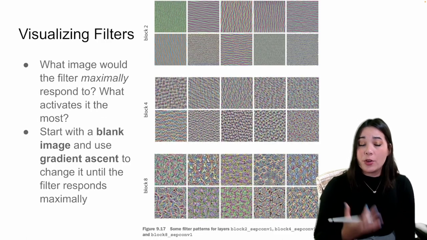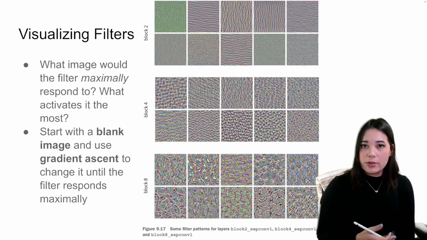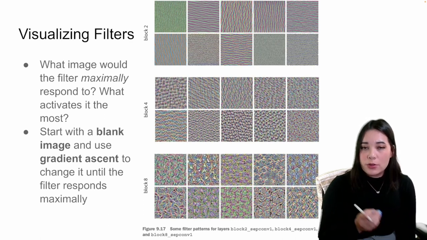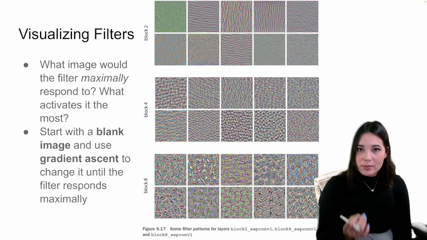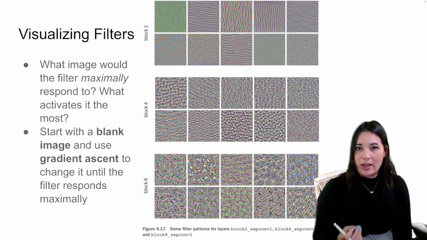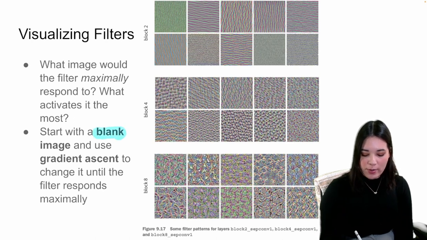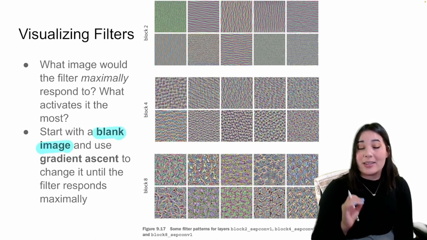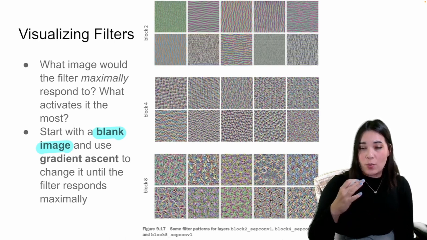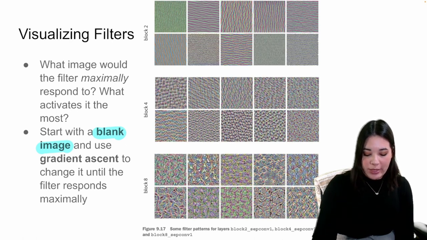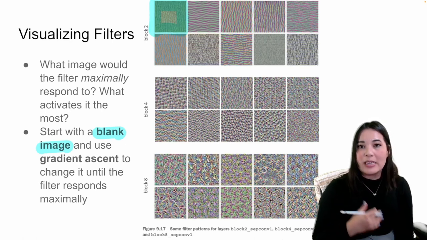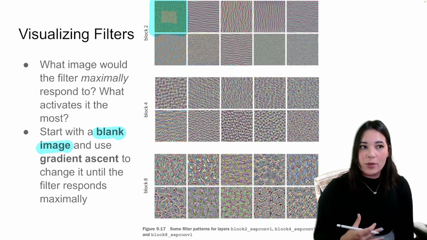And activations aren't the only thing that we can visualize. We can also visualize the filters or kernels learned by our convolutional layers. In order to do this, we learn what image would maximally activate each filter. This will tell us what that filter is really attuned to detect. The way we do this is we start with a blank image, and then we use gradient ascent to change the image in a way that more maximally activates that filter. After a few steps of doing that, we'll get an image that shows us what would maximally activate this filter. In other words, what is the image that this filter would respond the most to?